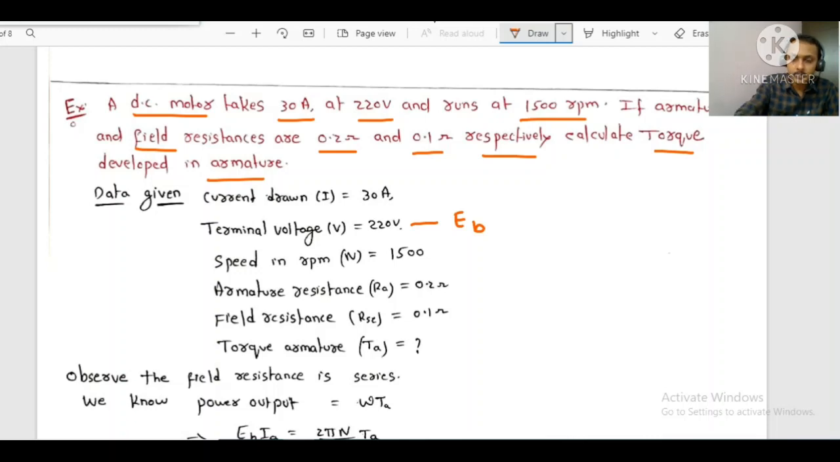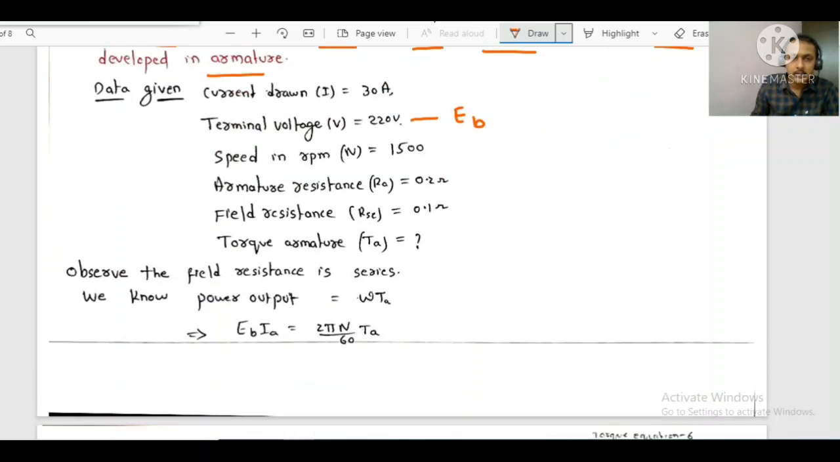A DC series motor, right? The field resistance is in series. Now, what about the power output? Omega into T, right? What about the power formula for motor? That is EB into IA, that is developed at the armature.